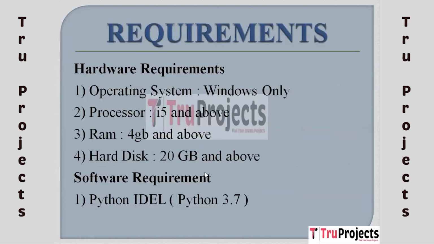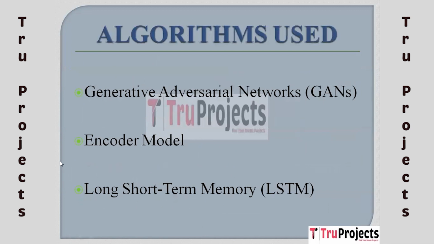Requirements. These are the requirements needed to execute this project. Hardware requirements: operating system of Windows, processor of i5 and above, RAM of 4 GB and above, hard disk of 20 GB and above. Software requirements needed are Python IDLE of Python 3.7 version. These are the algorithms used in this project.